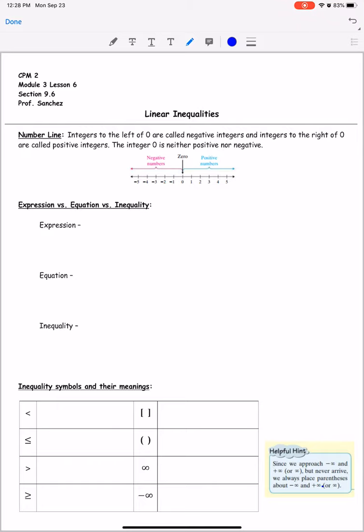It says integers to the left. I'm at this number line right here. Integers to the left of 0 are called negative integers, and integers to the right are called positive. The integer 0 is neither positive nor negative. I wanted to put this on here because we're going to have to number our number line. We're all good on this side here, but we need to remember that when it goes left of 0, you almost think of those numbers as going backwards. So just keep that in mind.